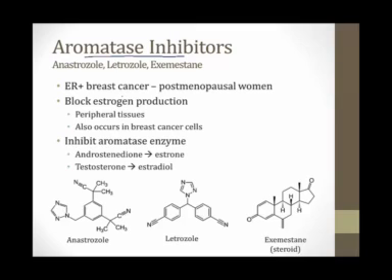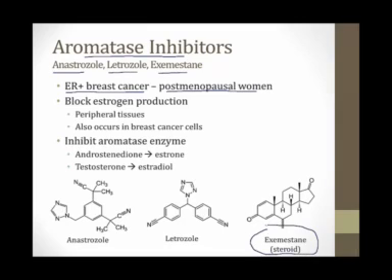So aromatase inhibitors are used in estrogen receptor positive breast cancers, just like tamoxifen. These drugs are only used in postmenopausal women. Premenopausal women have too much estrogen production coming from the ovaries, and these drugs are not effective. There are 3 drugs in this class: anastrozole, letrozole, and exemestane. Their structures are shown at the bottom of the screen.